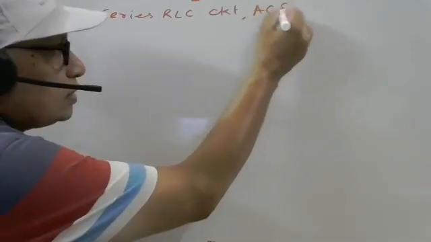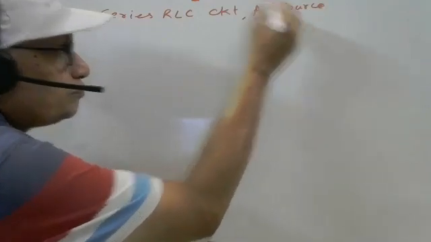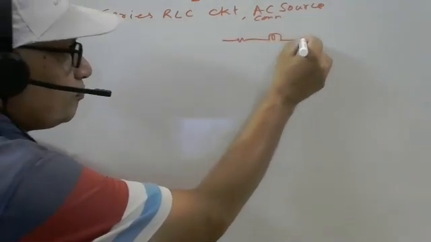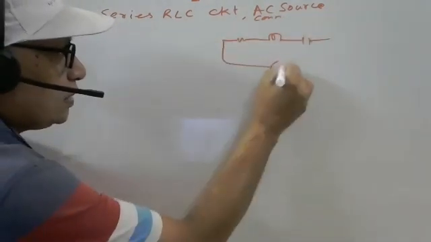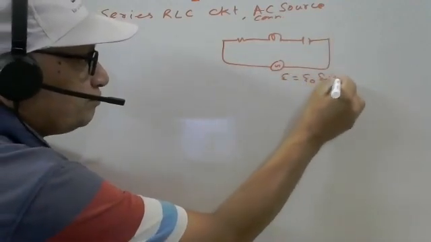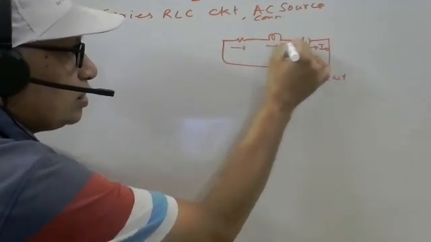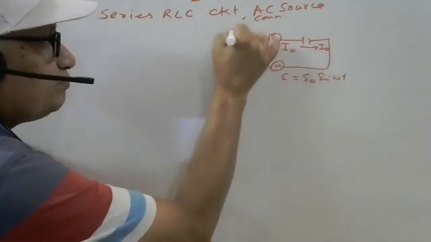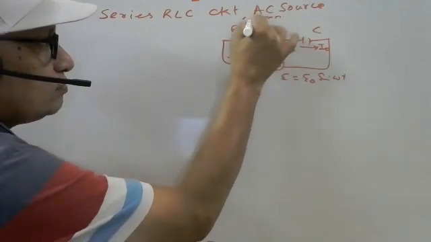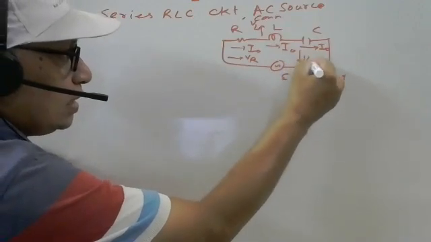AC source connected across it. Here, this is the RLC circuit and AC source connected across it, like say E naught sin omega t. Here we have taken the current as the base, the same because of series combination here. In RLC, the voltage same: voltage leading, current lagging; current leading, voltage lagging.